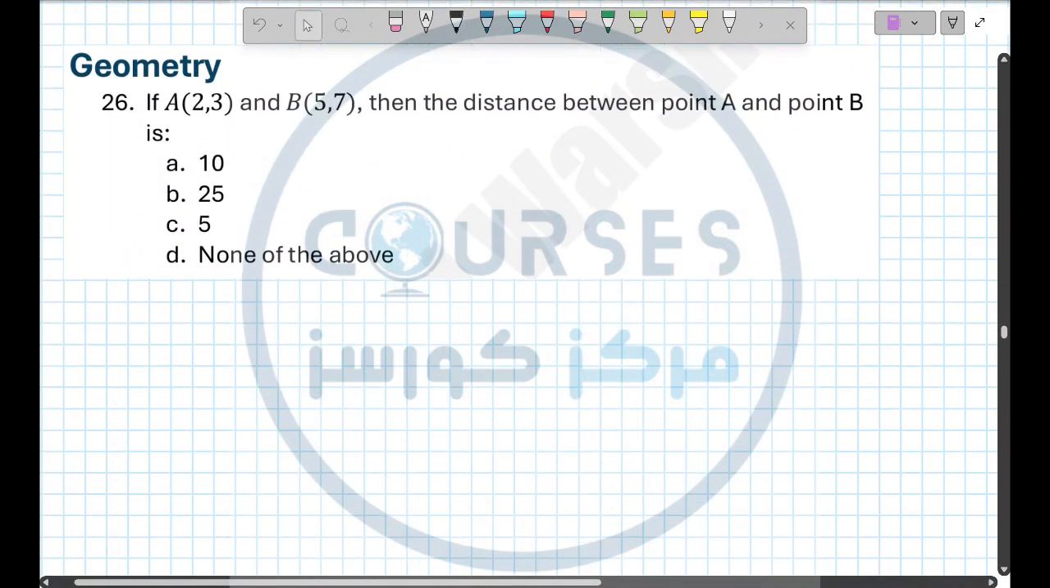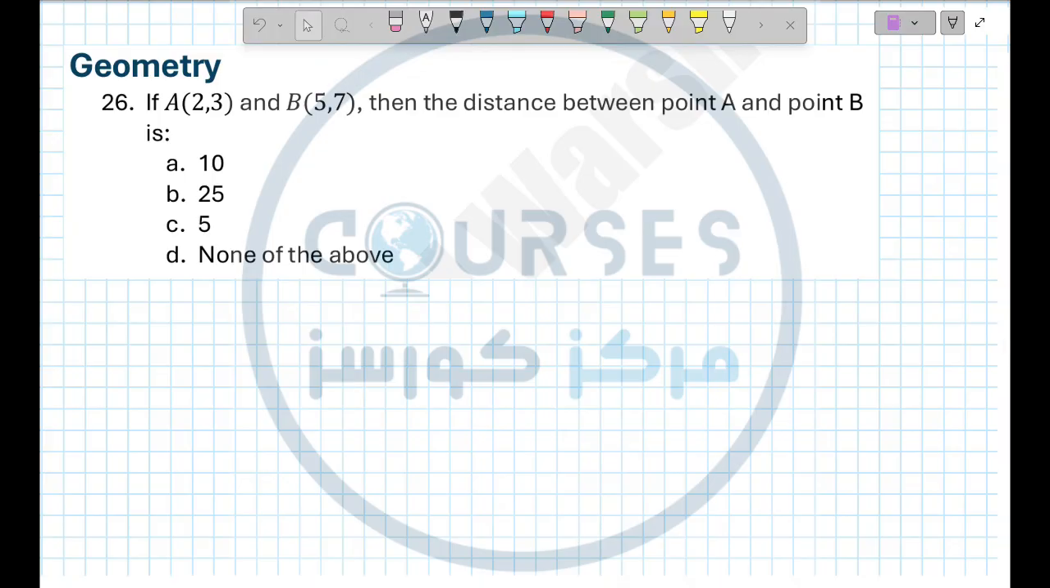Moving forward. Okay, geometry. We have a new branch of geometry. We did have geometry before, but in this test they added a new branch, which is analytical geometry. So what do we have in here? If A is 2 and 3 and B is 5 and 7, then the distance between point A and B.